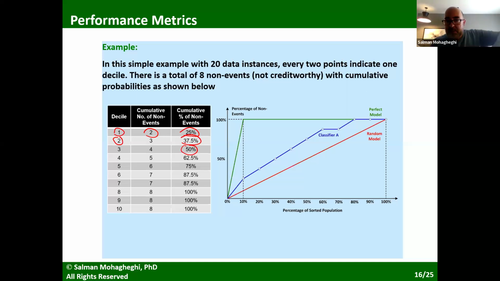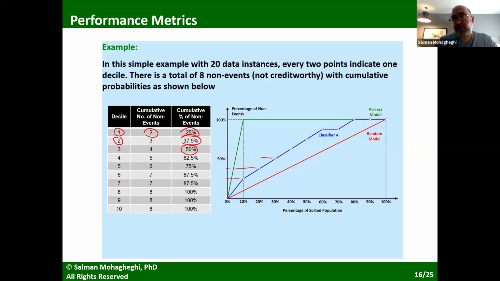And I continue this. So I sort the population, and this again, the red line is my random model, the green line is my perfect model, and for my model, which I show in blue, in the first decile I have 25% of non-events. In the second decile, I have 37.5%. In the third decile, I have 50%, and so on. And then I connect everything together all the way to 100%. You notice that this CAP line for classifier A is moving up away from the random model towards the perfect model. So that means obviously it's a better model than the random model, but it's still kind of farther away.